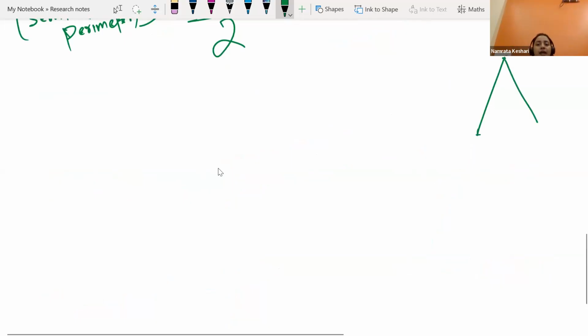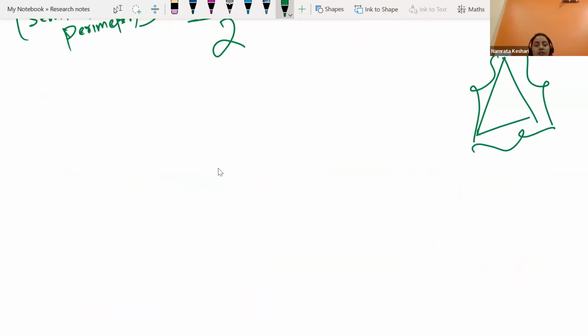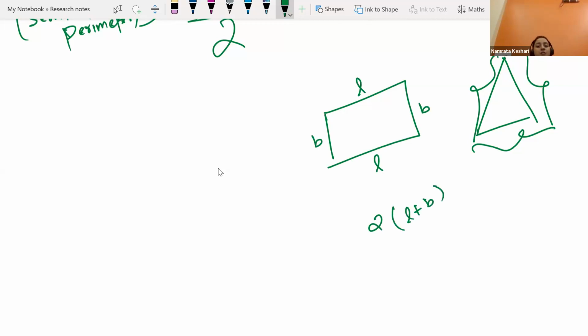If we have a triangle, perimeter means this side, this side, this side, the total of all three side lengths. If you have a rectangle, perimeter means length plus breadth plus length plus breadth, and from there a ready-made formula came: 2 times (length plus breadth), that means 2 times length plus 2 times breadth. Perimeter just means we are adding all the boundaries, the lengths of the boundaries.